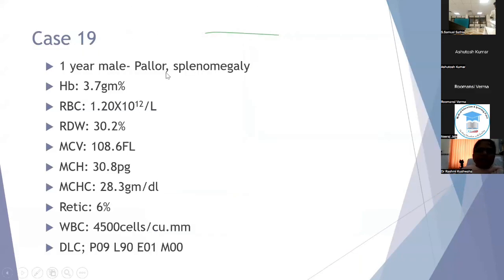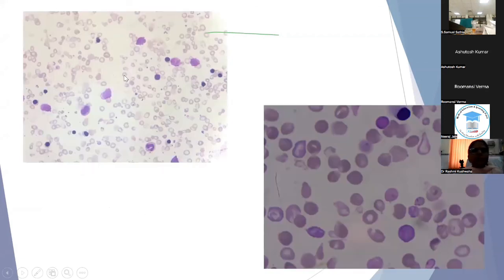This is the last case of today's presentation. A 1-year male with pallor and splenomegaly. The hemoglobin is reduced. The RBC count is reduced. There is markedly increased red cell distribution width. MCV is increased. Retic count is increased. This is the peripheral smear.